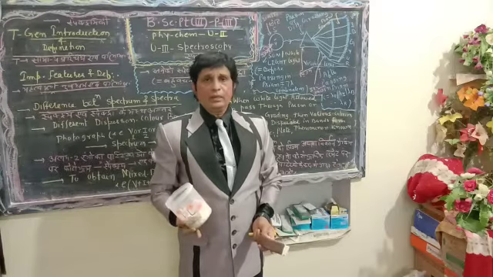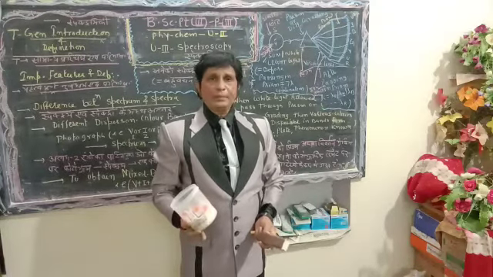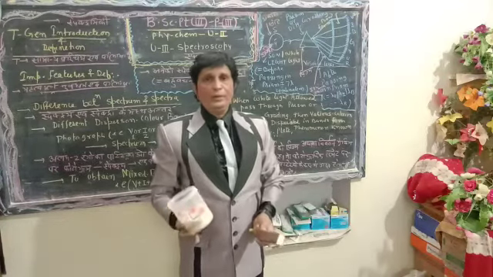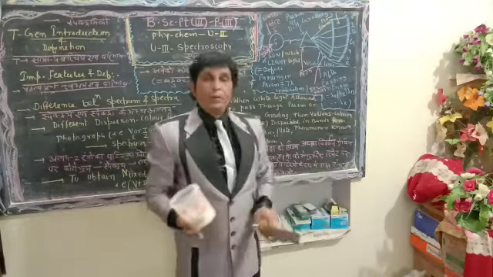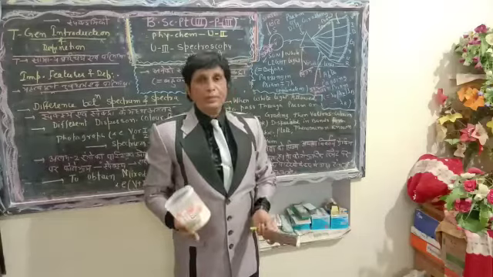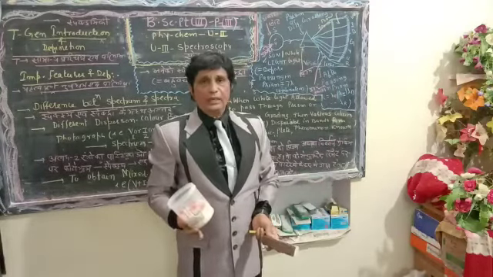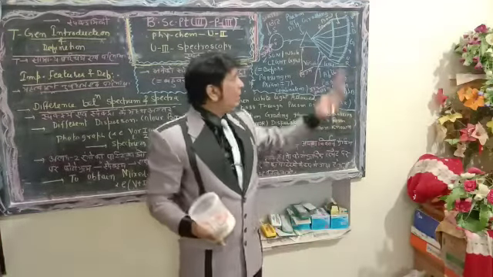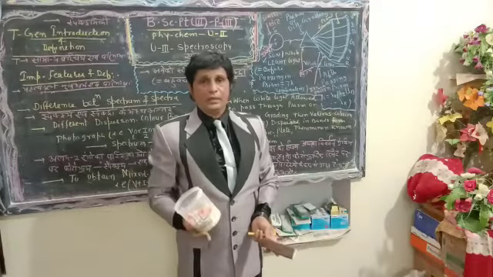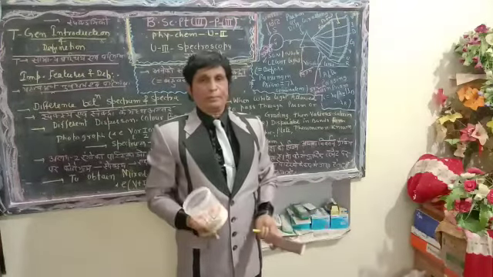Once again, I repeat the definition of dispersion. When sunlight or plain light is allowed to pass through a prism, the transmitted radiation or light is allowed to be incident on a photographic plate, and it separates into the different 7 colors. Such a phenomenon is known as dispersion.